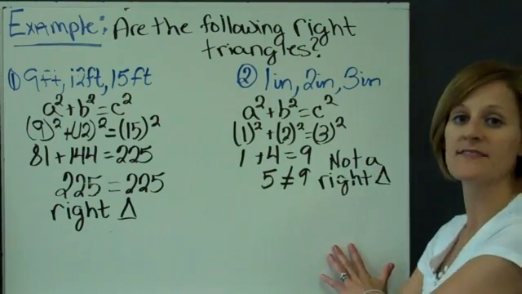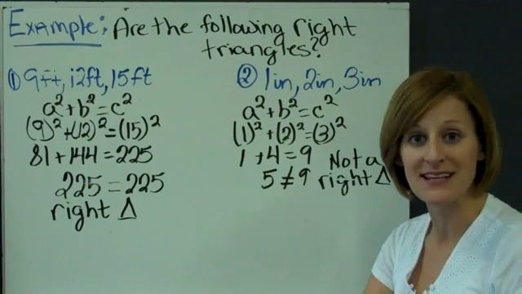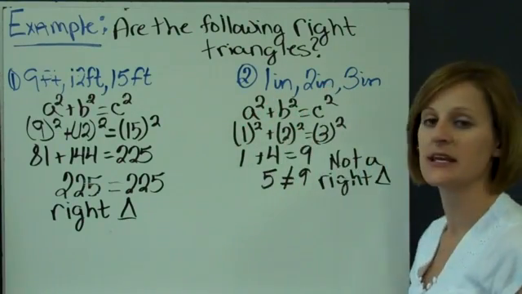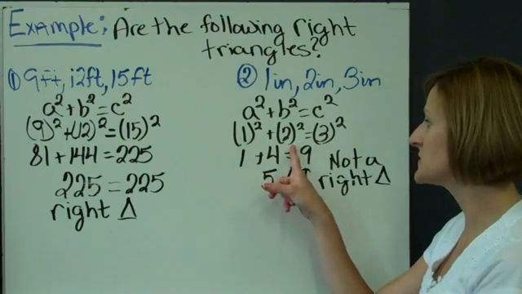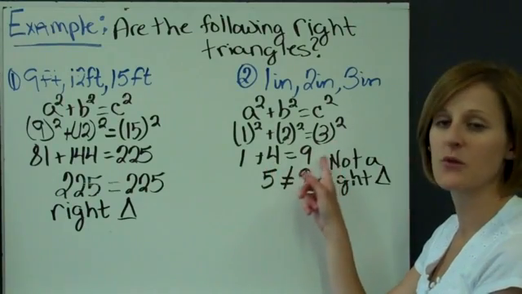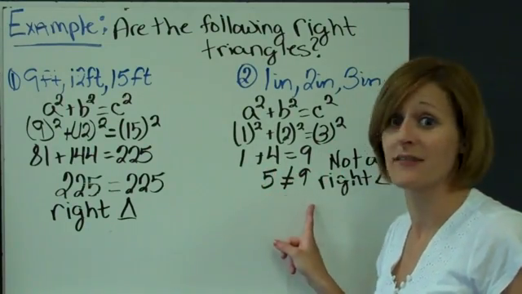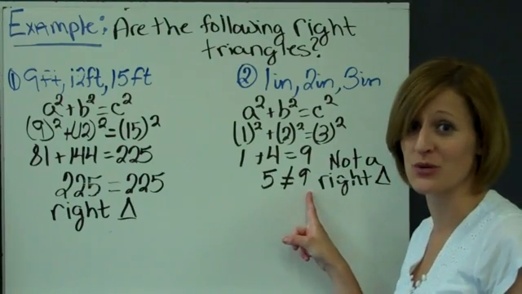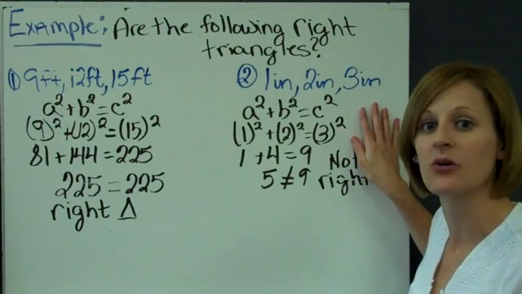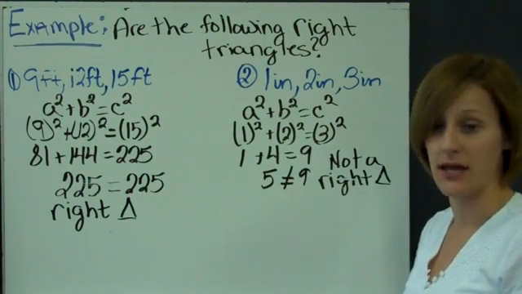On this example, I have sides of 1, 2, and 3. My largest side is going to be my c. So 1 goes in for a, 2 goes in for b, and 3 goes in for c. 1 squared plus 2 squared equals 3 squared. 1 squared is 1, 2 squared is 4, and 3 squared is 9. Now when you add 1 and 4 together, it equals 5, which is not 9. This statement right here is not true. Therefore, this triangle that we are given is not a right triangle. It's a triangle with some other angle measurements, but not 90.